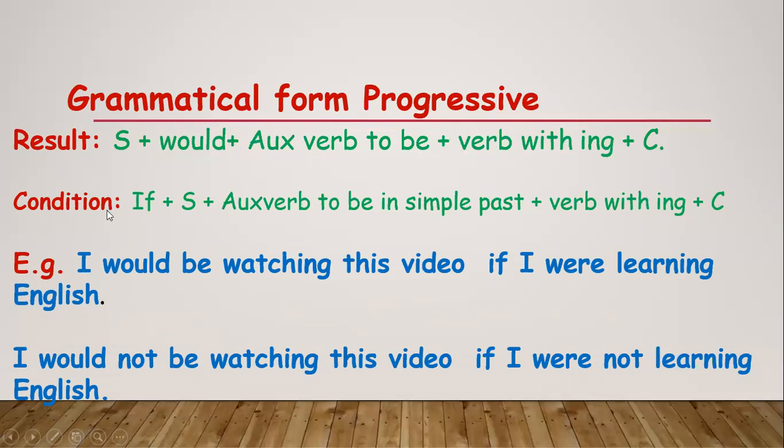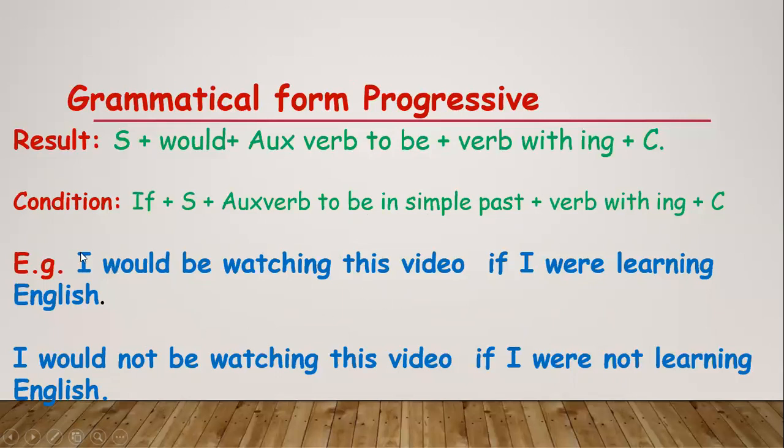Okay? Let's see the condition structure. If subject, auxiliary verb to be in simple past, okay? Because remember that to create second conditional, we use simple past, then the verb with ing, and then the complement. Let's see the example to understand this. I would be watching this video if I were learning English. Yo estaría viendo este video si yo estuviese aprendiendo inglés.